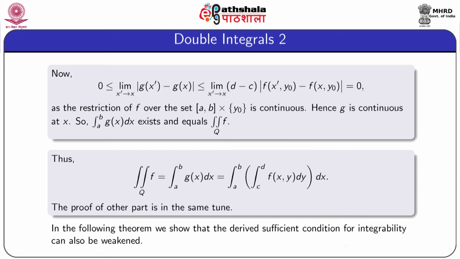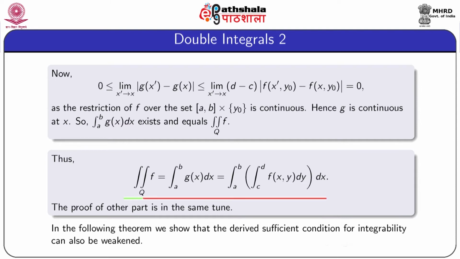Now, 0 is lesser equal to the limit of modulus of g(x') minus g(x) when x' tends to x. This is lesser equal to the limit as x' tends to x of (d minus c) into modulus of f(x', y0) minus f(x, y0), and this is equal to 0 as the restriction of f over the set [a, b] Cartesian product with {y0} is continuous. Hence, g is continuous at x.